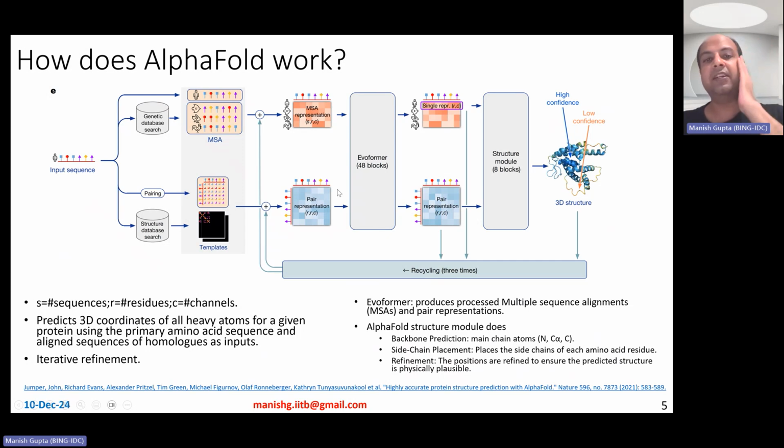Well, AlphaFold at the end of it, and of course, it comprises these blocks. We'll talk about them. By the end of it, it's basically going to give you the 3D coordinates of all the heavy atoms for a given protein. Heavy atoms basically means atoms like nitrogen, carbon, oxygen, and things of that kind, right? It's going to give you the coordinates of those heavy atoms for a given protein by using the input sequence, the main amino acid sequence, and aligned, similar sequences, basically.